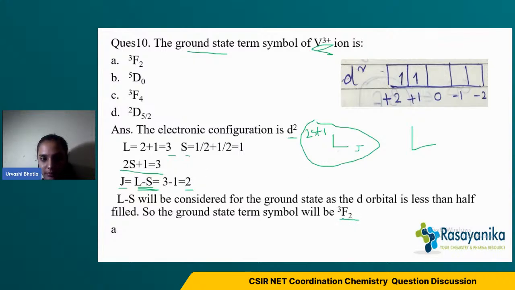How do we get F? 2S+1 is 3, so 3 is here. 2 is basically this J value. And for the F term, when the total orbital angular momentum L is 3, we get F term. When it is 0, we get S. When it is 1, we get P. When it is 2, we get D. Here it is 3, so we have F. So this is the ground state term symbol, and basically the answer will be A.